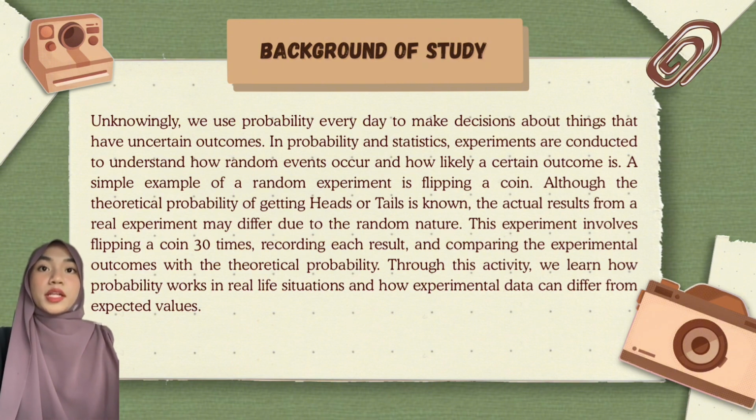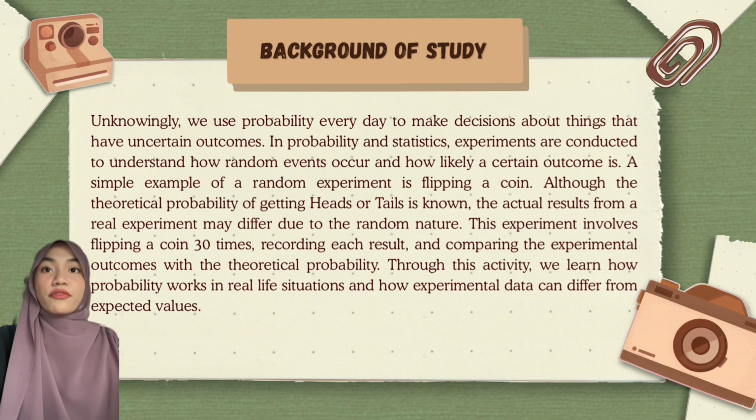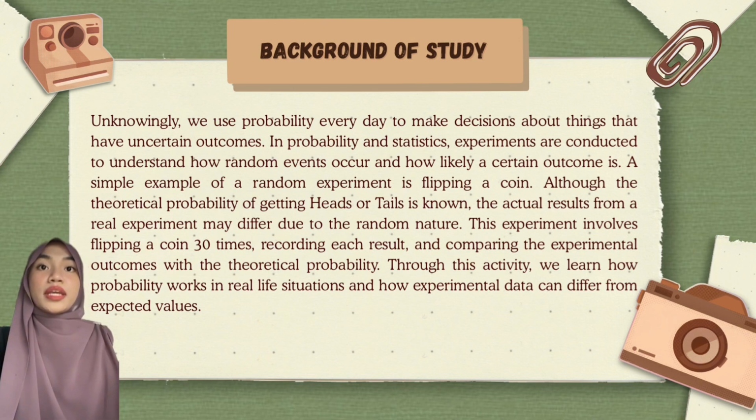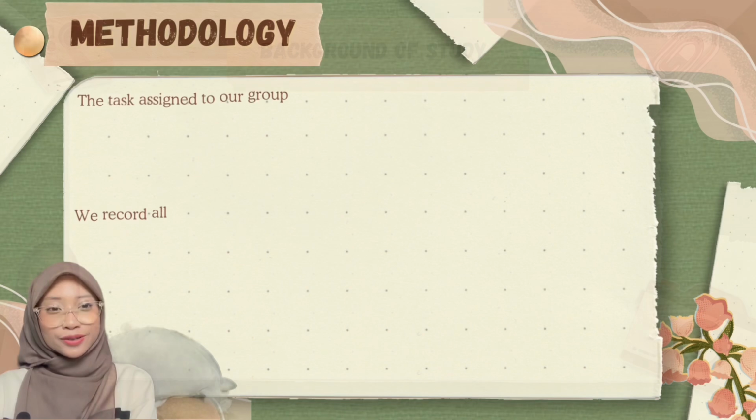Although the theoretical probability of getting heads or tails is known, the actual result from a real experiment may differ due to random nature. This experiment involved flipping a coin 30 times, recording each result and comparing their experimental outcome with the theoretical probability. Through the activity, we learn how probability works in real-life situations and how experimental data can differ from expected value.